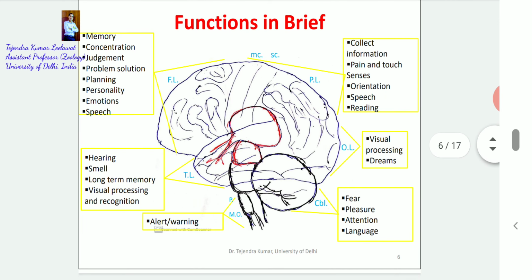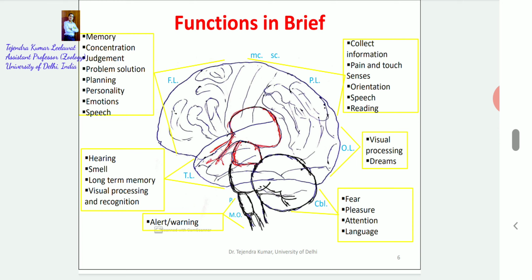Now these are functions in brief. I will discuss them later on, as we discuss anatomy. Then we will learn how they function and why they function. But this is a simple pictogram with which you can easily identify which part contains which type of function.